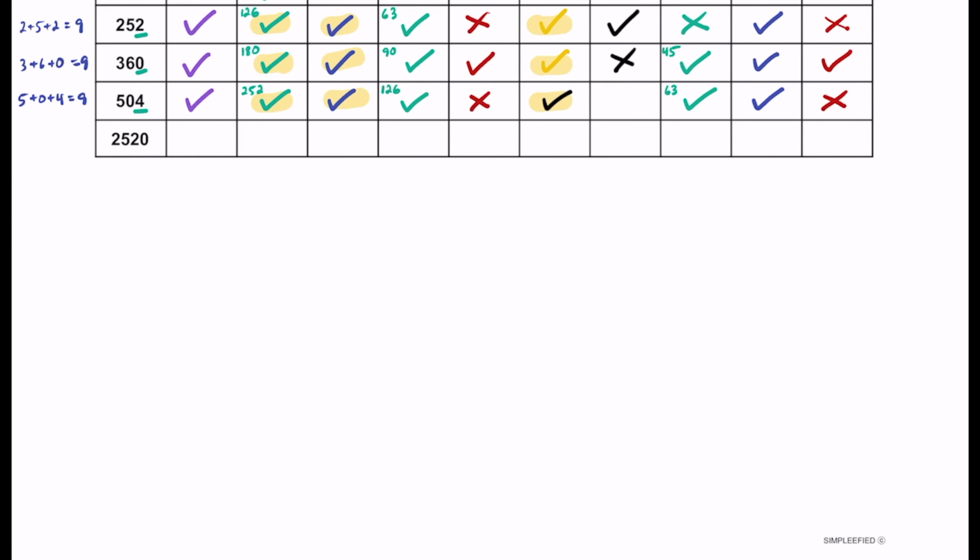And 42 is a multiple of 7, right? Because 7 times 6 is 42. We have 7, 14, 21, 28, 35, and 42. So that means we can divide 504 by 7 evenly. Finally, we have 2,520. Yes, it's divisible by 1. What about 5 and 10?